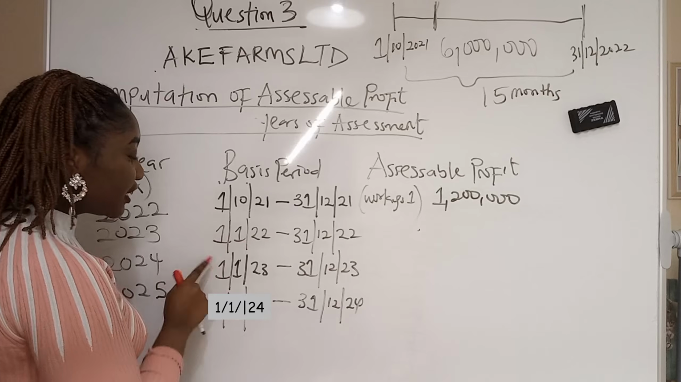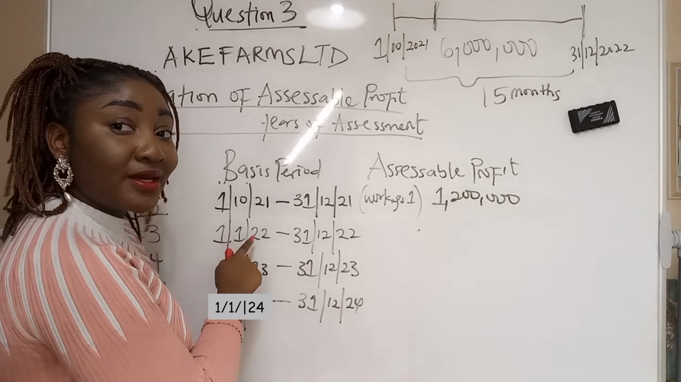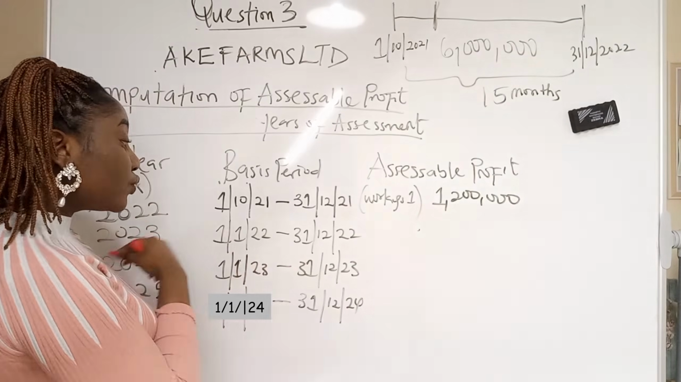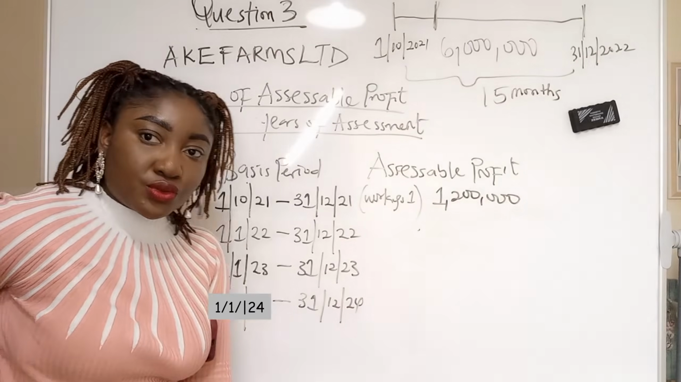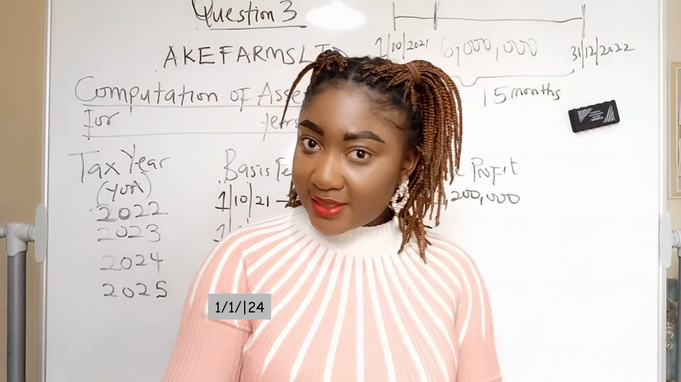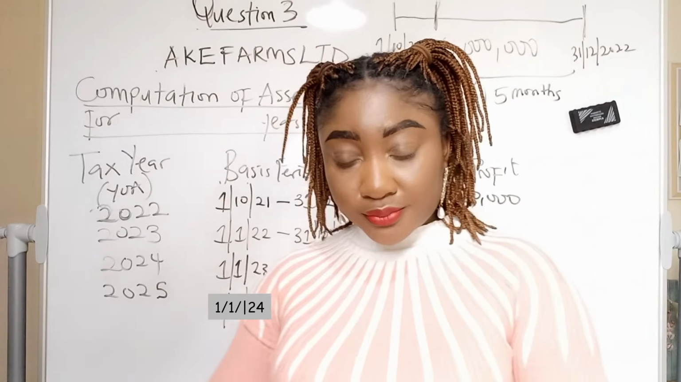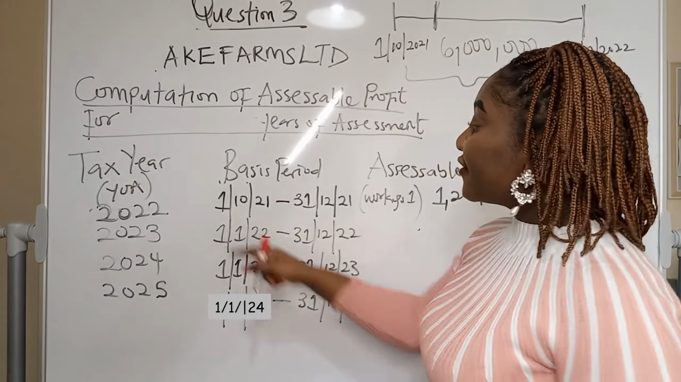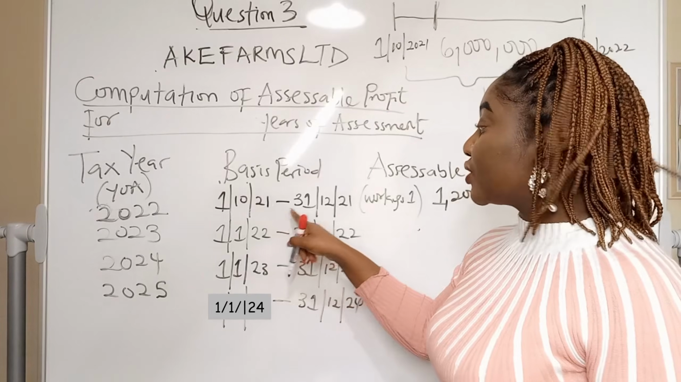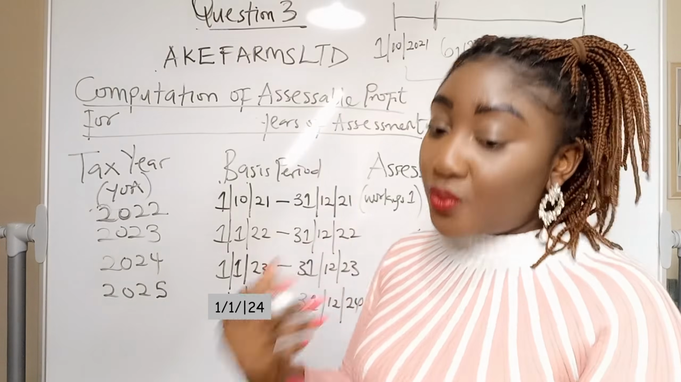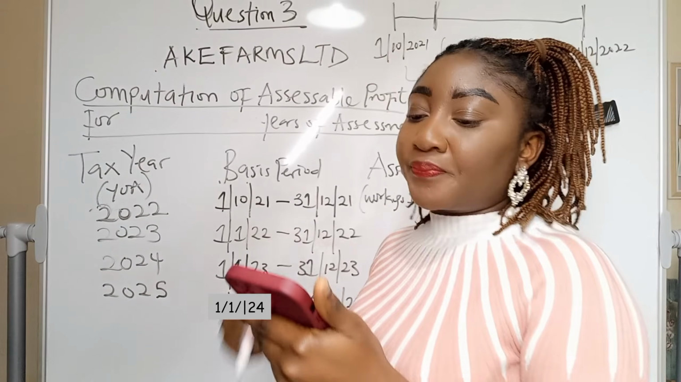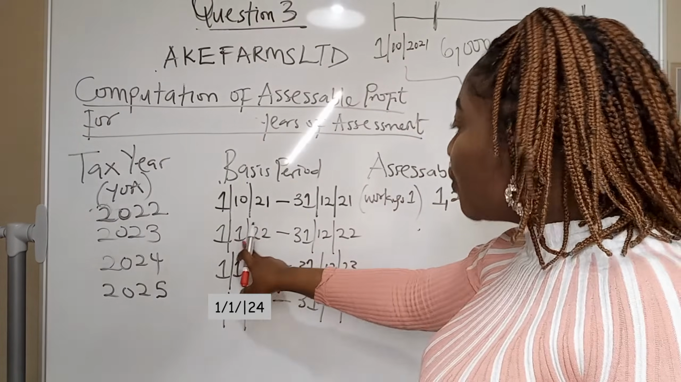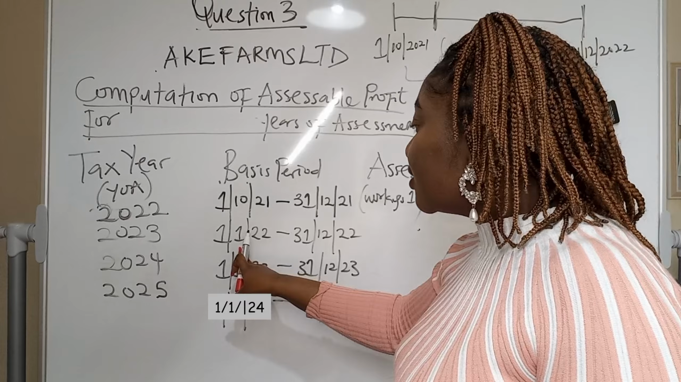For the second period, now you're looking for 1st of January 2022 to 31st of December 2022. You ask yourself, where will I see it? Just like the first one, where you are looking for 1st of October 2021 to 31st December 2021, you ask yourself, where will I see it? And of course, we know that we're going to see it in the period too, because that's the first one. So the second one too, where would I see 1st January 2022?